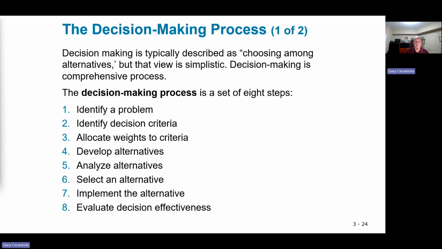You allocate weights to that criteria, because some criteria are more important than others. You develop those alternatives. Remember, we talked about at least 3 alternatives, based on total quality management practices. You analyze those alternatives, you select an alternative, and you implement it. And you're not done then. You keep evaluating that decision's effectiveness, because some of the assumptions that you made to make that decision may have changed, and you may have to recalibrate. That's a really key part of the process.